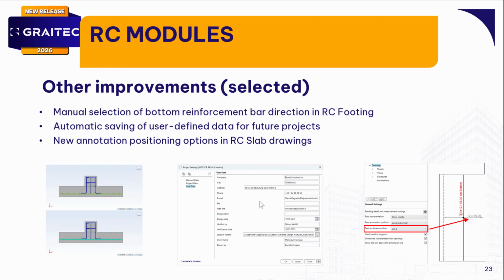Other improvements, again, selected ones here. You can manually select the bottom reinforcement and bar direction in RC footing. So here, as you see, you have the option to select them by rotating each layer separately. You can automatically save the user-defined data for future projects, so it's very similar to templates.